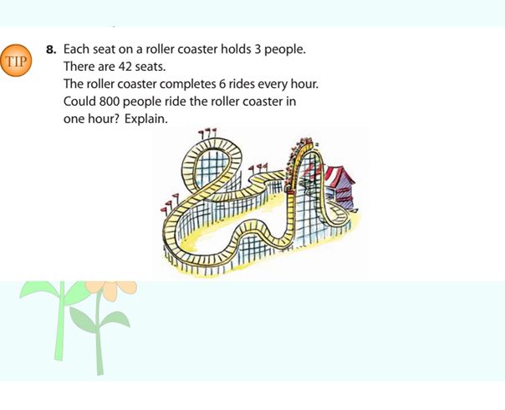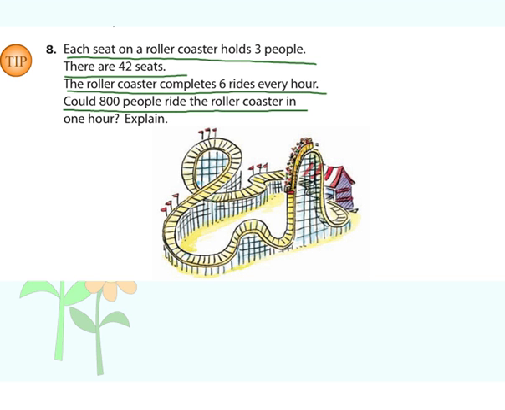Next is 8, and this is a bit of a tricky one. And there's one on your final assessment just like it, so it does well to pay attention. The reason why it's tricky is it's a 2-step question. Each seat on a roller coaster holds 3 people. There are 42 seats. The roller coaster completes 6 rides every hour. Could 800 people ride the roller coaster in 1 hour? Explain. So there's lots of parts to this question.